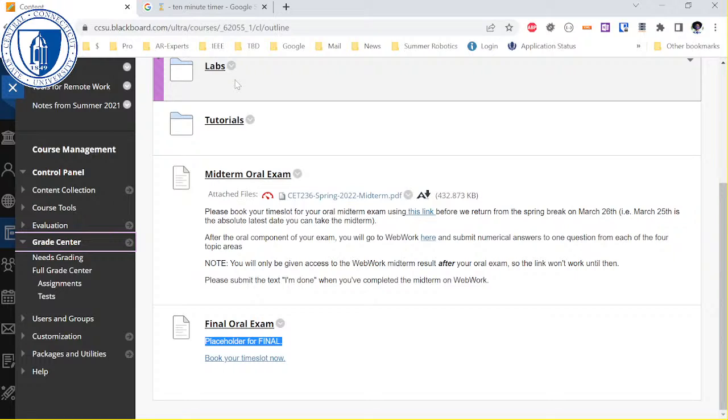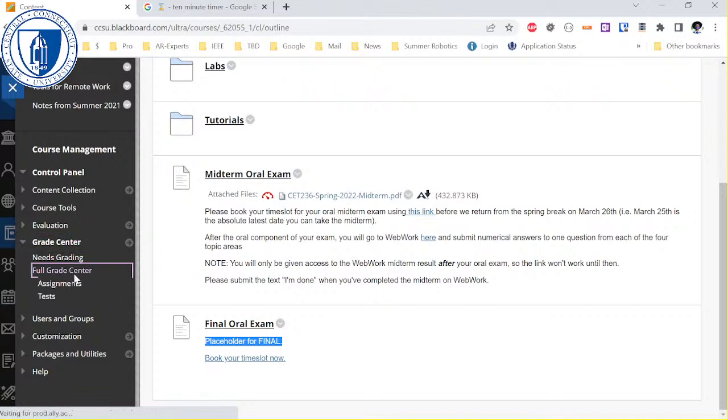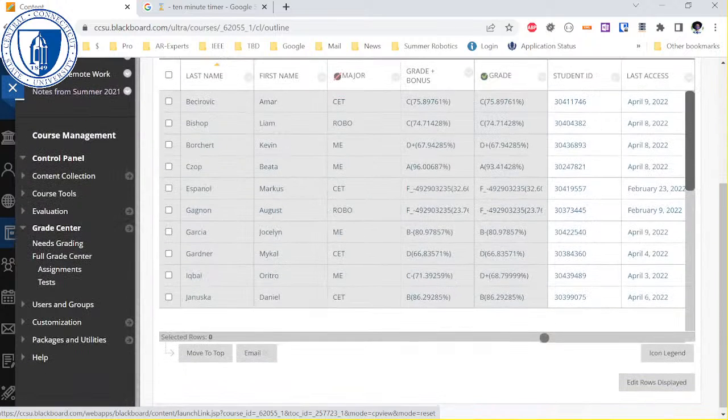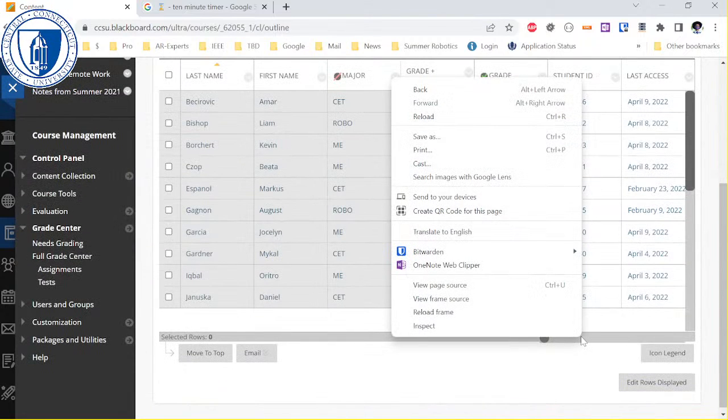let's just turn that off first. I just want to grab somebody's assignment, and I can't do that without showing you everybody's grades. So I don't want to show you everybody's grades.